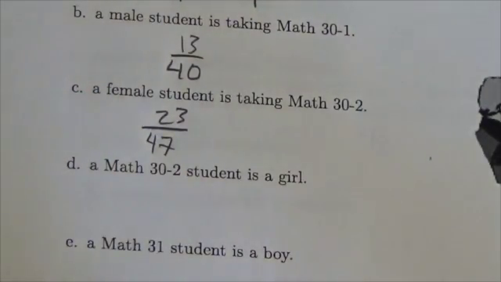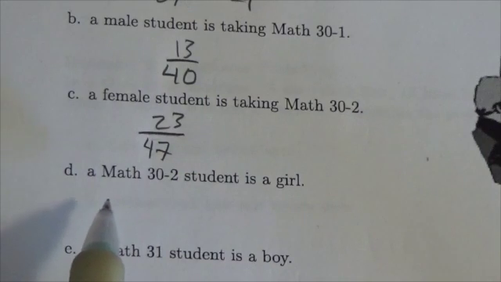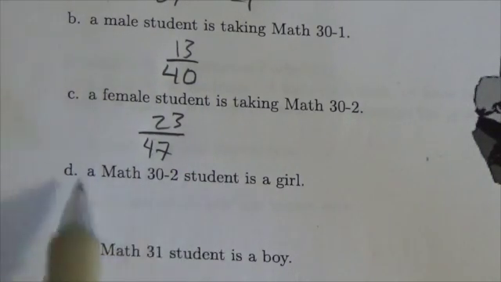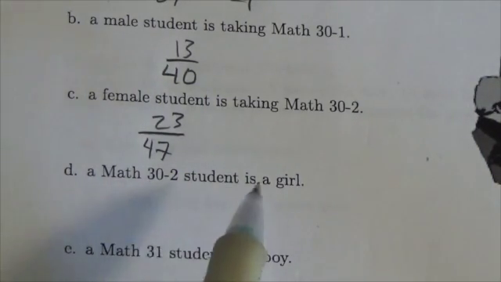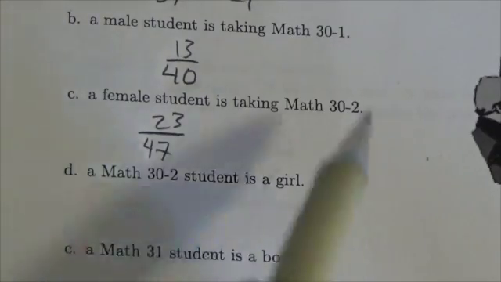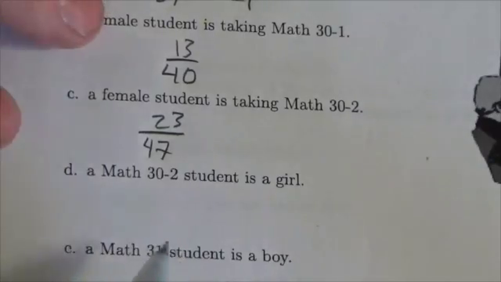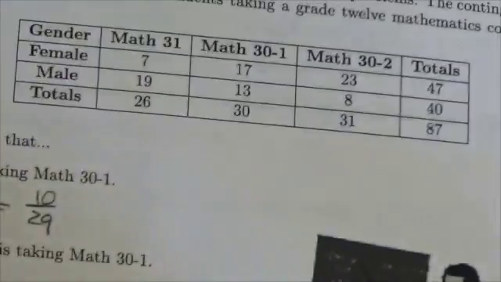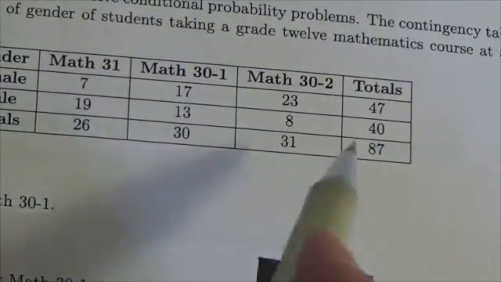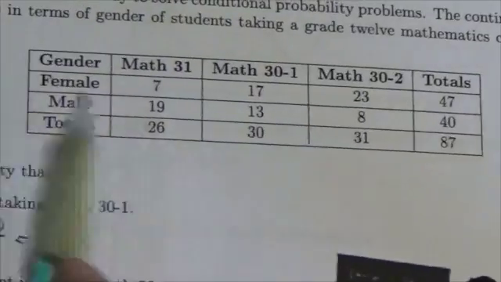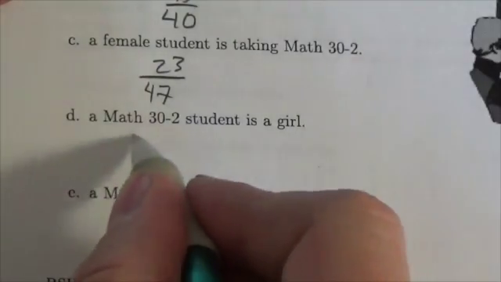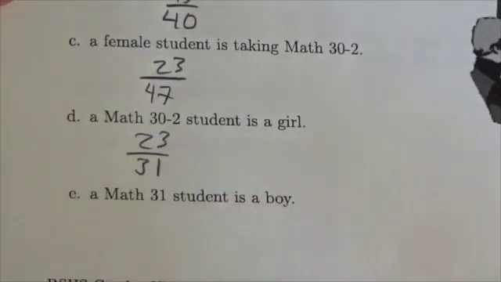Okay, take a look at the next one. What's the probability that a Math 30-2 student, so there's our sample space, is a girl? Well, related question, but in this case we're switching what the sample space is. So now let's go up to here. How many 30-2 students are there? Well, there's 31. How many of them are female? 23. So the answer to this question is 23 out of 31.